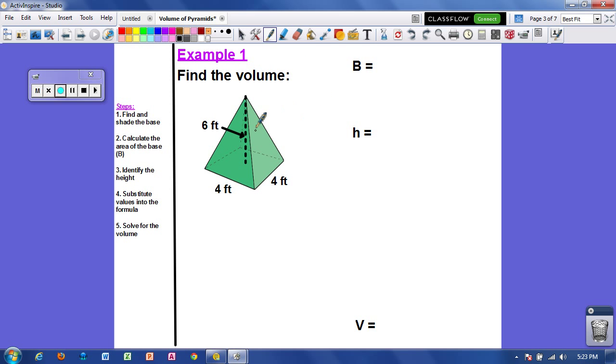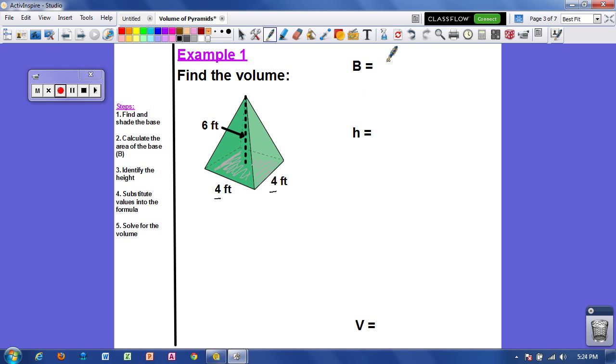Alright, so we want to find the volume of this rectangular pyramid. So what I'm going to do is find and shade the base. So this is going to be the base of my pyramid. Now I want to calculate the area of the base. So my base has dimensions of 4 and 4.